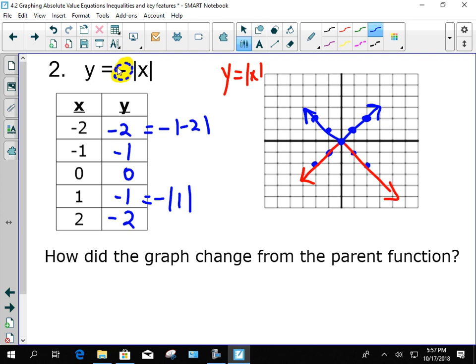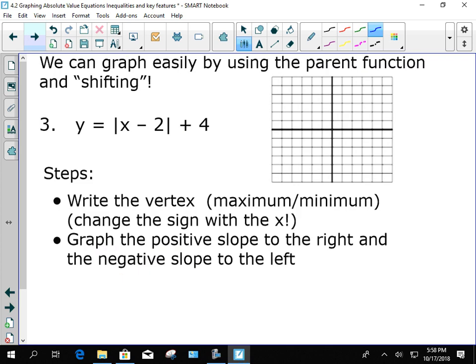How did the graph change from the parent function? Inverted or flipped over the x-axis. It's inverted. That sign out there inverts it, flips it. We can graph easily by using the parent function and shifting.